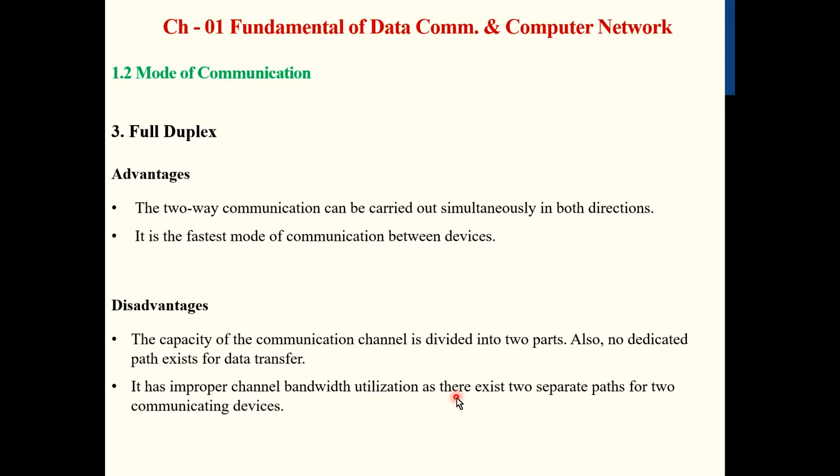So these are the three modes of communication: simplex, half duplex and full duplex. In simplex mode, only one-directional communication is possible. In half duplex mode, two-way communication is possible but not at a time. And in full duplex mode, two-way communication is possible at all times. So these are the modes of communication of data transmission.